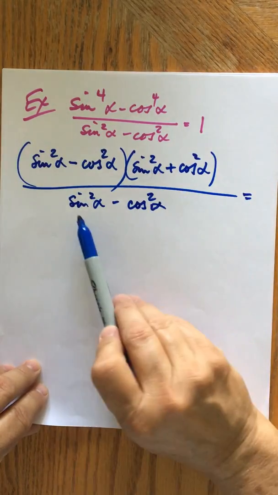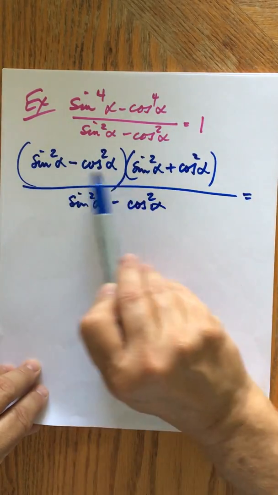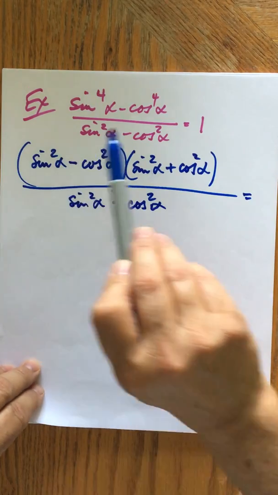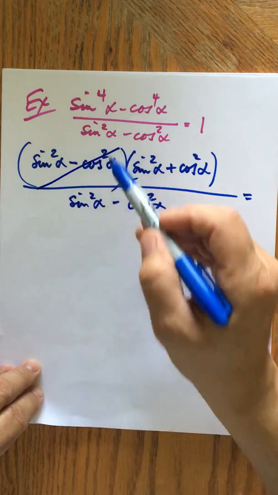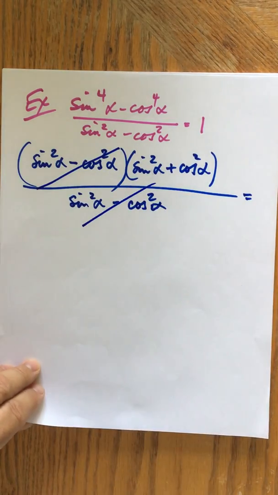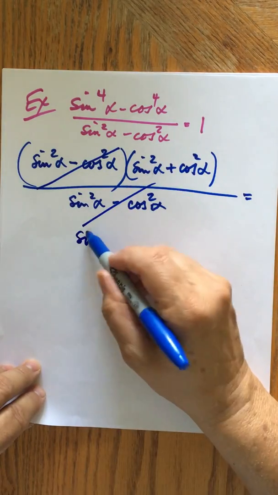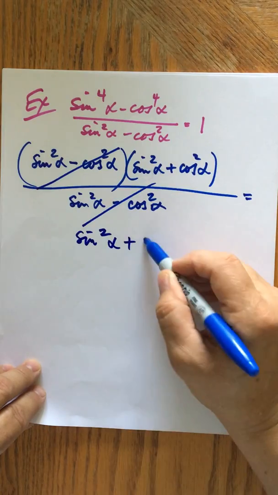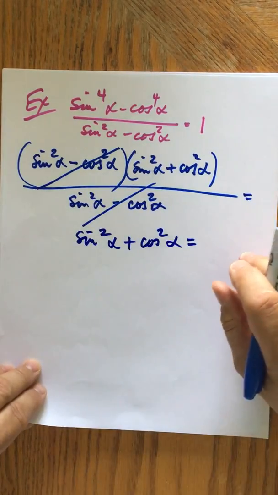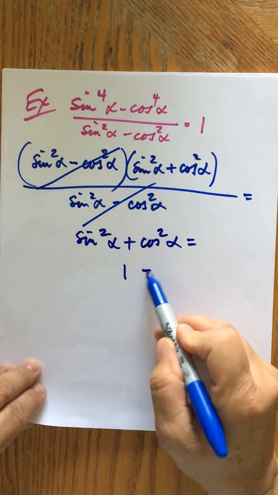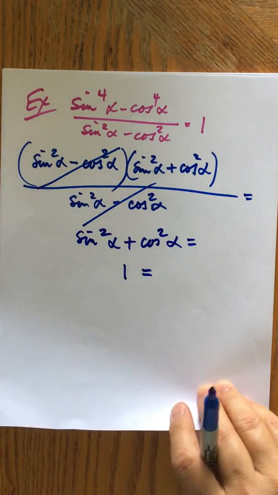Now what I look and see is, oh, look at that. This is a multiplication: something times something divided by something. So I can cancel out this right here. And what I'm left with is sine squared alpha plus cosine squared alpha equals, but my gosh, that's one of the fundamental identities. It's one of the most fundamental ones. So I am done. That is the first example.